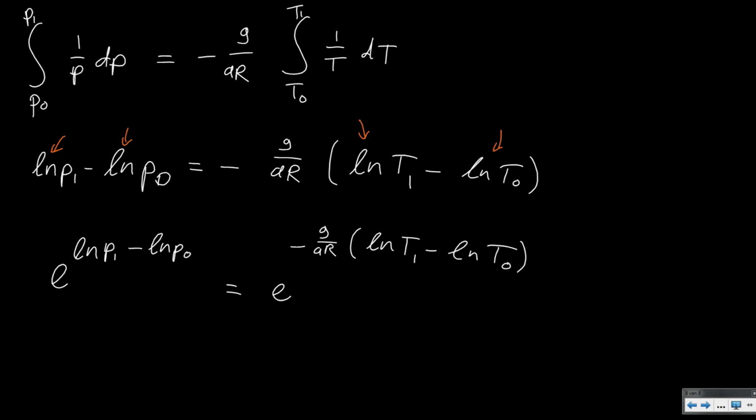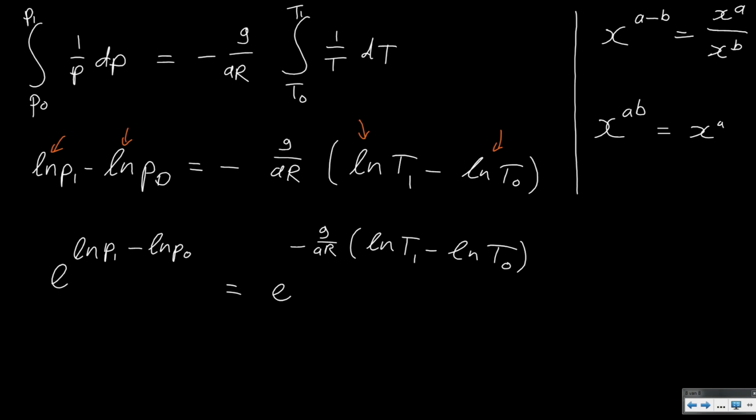And now we need to use two computational tricks which should be familiar to you, and that's with powers. Remember, we can always say that we have x raised to the power a minus b, that's the same as x to the power a divided by x to the power b. And similarly, we can also say x to the power a times b is the same as x to the power a raised to the power b. And these two tricks are what we will use to make this equation even simpler.